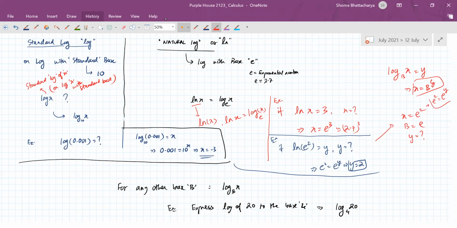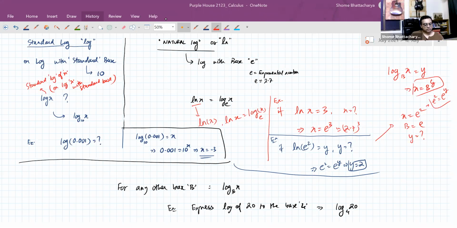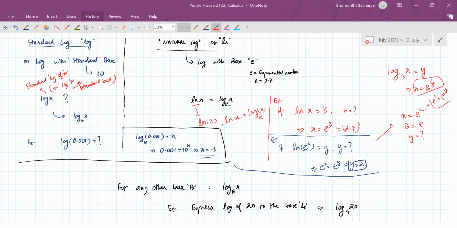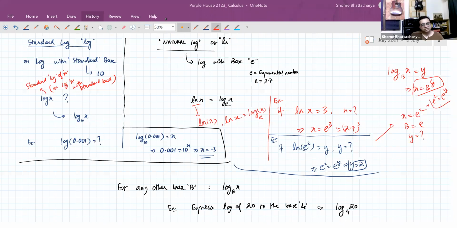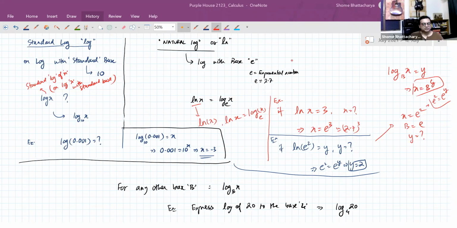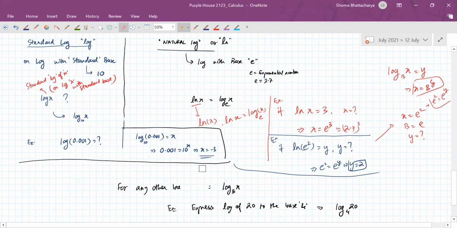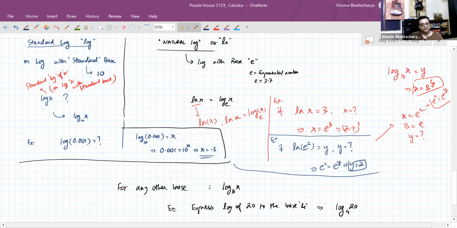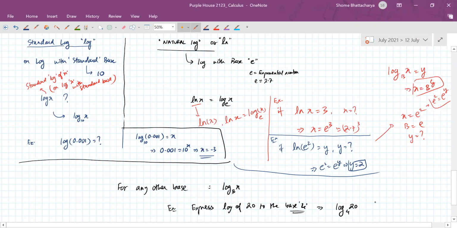Sir, down there, what you wrote in black, it is for any other base B, right? For any other base, beta. Any other base B, we have to specify the base's value like this. So for example, if I want to express log of 20 to the base 4, I have to specify the base separately as 4. If I leave the base blank over here, it means that I'm talking about base 10. And if I write ln, it means that I'm talking about base e. So that's just a matter of symbols. Understood? No? Okay, sir.